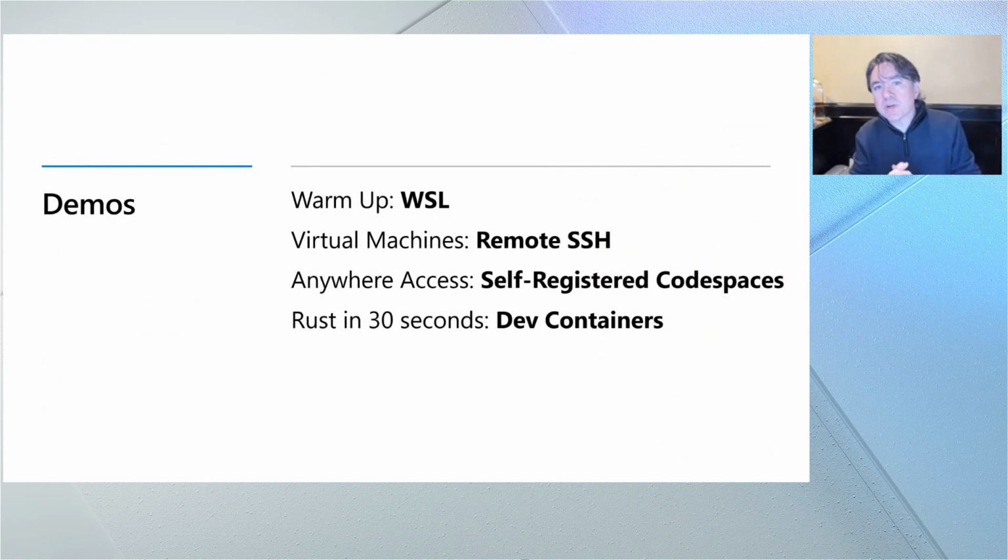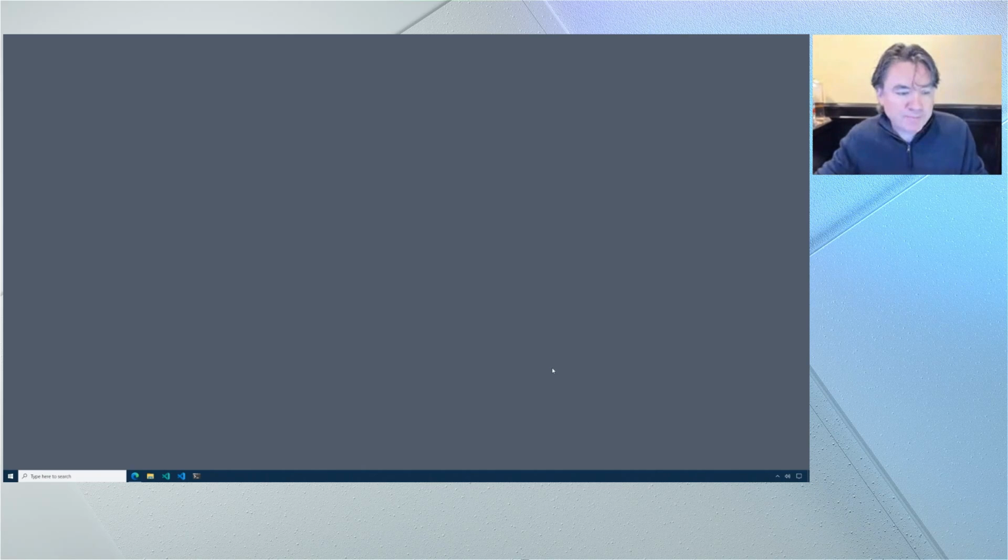So we're going to warm up with a quick WSL demo. We're going to remote SSH into a couple of VMs. And then we're going to register one of those VMs so that we can access it from anywhere in the browser. And then we're going to do Rust development, and we're going to get that all set up on my machine. It's a fresh Windows machine. There's nothing on it. We're going to get that all done in about 30 seconds, which will be cool. So let's get started.